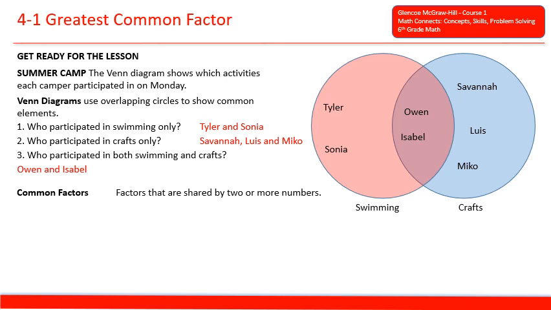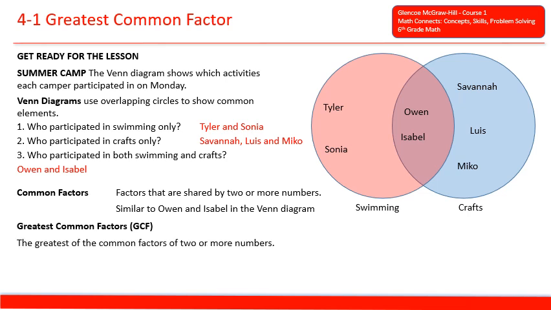So the common factors are the factors that are shared by two or more numbers. In this case, if these were numbers, Owen and Isabel would be the common things. They did both swimming and crafts. Greatest common factor, or GCF: the greatest common factor of two or more numbers. So the common factor that is the largest number.